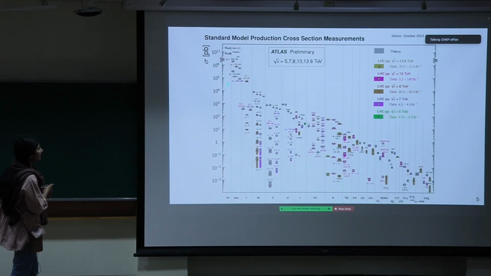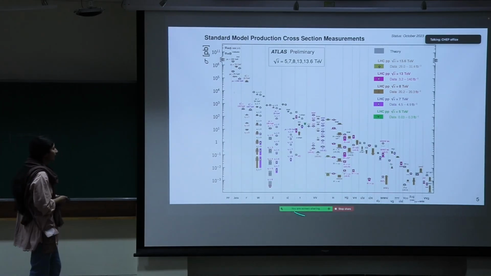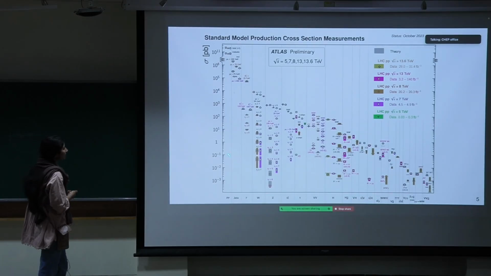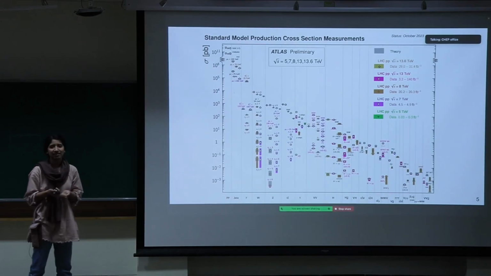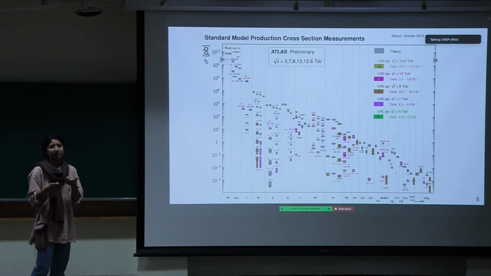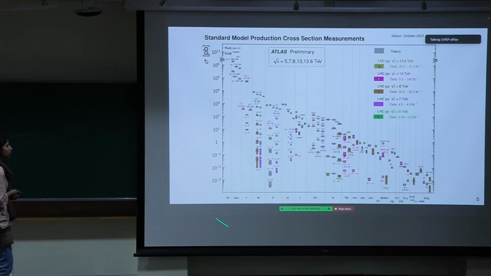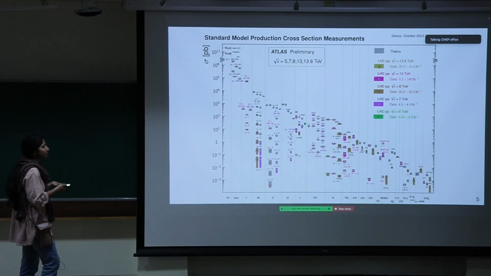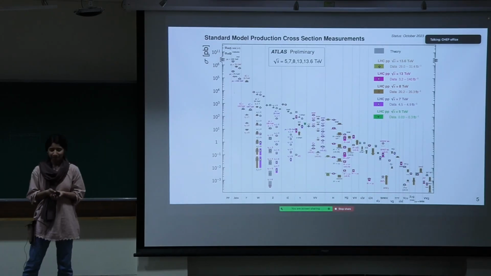So we can see that these are the different experimental measurements, and then there are theory corrections coming from the standard model. We can see that all of them pretty much match within the uncertainty from the theory as well as the experiments. So it seems like everything is pretty much consistent with the theory prediction.